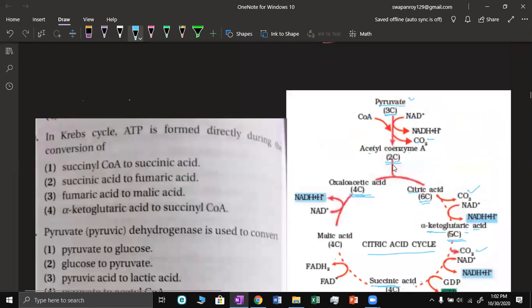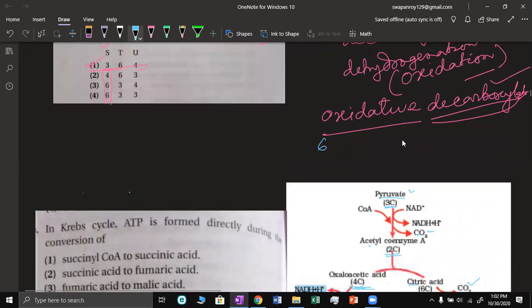In glycolysis, there is a 6-carbon compound and a 3-carbon compound. Glucose, fructose are 6-carbon compounds. After that, PGA, PGAL, phosphoenol pyruvic acid, all are 3-carbon compounds.